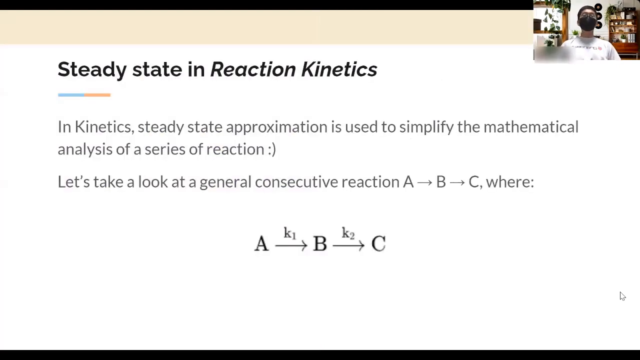So how can we really apply this steady state approximation in reaction kinetics? We can observe this general reaction of A to B to C with the rate constants as K1 and K2 as shown.